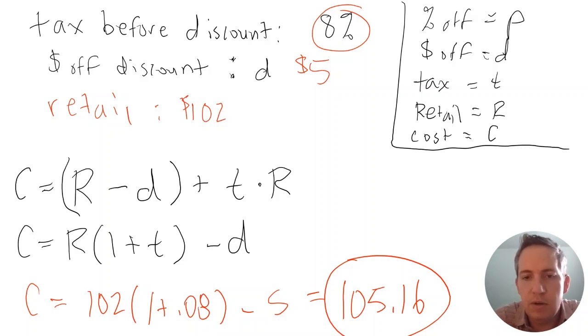So this discount allowed it to cost me $105.16. Now, if I didn't have the discount, $102 multiplied by plus the tax would actually give me $110.16. So I did save $5. It's just that it didn't feel like that much of a savings.